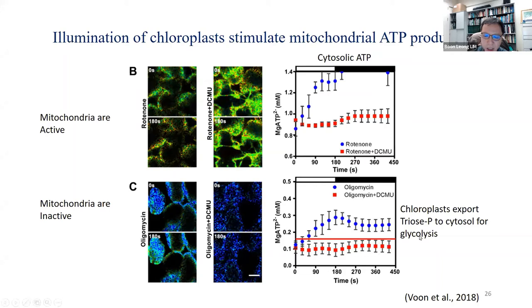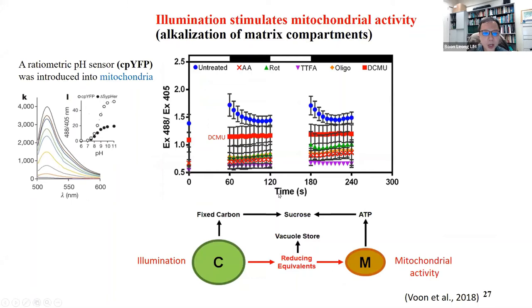So here we have introduced the pH sensor into the mitochondrial matrix. And you can see that when we turn on the light, okay, this is 60 seconds, there is alkalization of the mitochondrial matrix. When the light was off, it dropped, and we turn on the light again, and turn off the light again. So this experiment showed that illumination stimulates mitochondrial activity, possibly because illumination generates reducing equivalents.